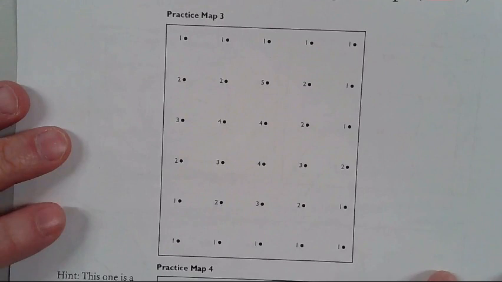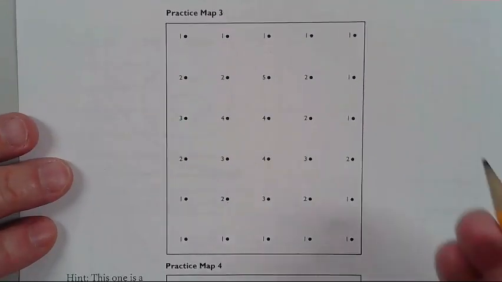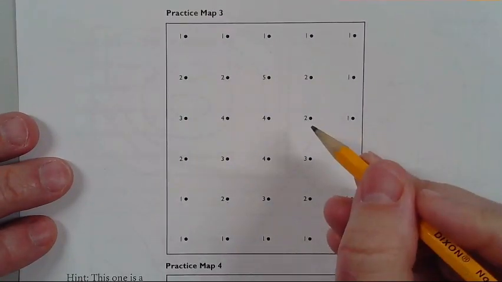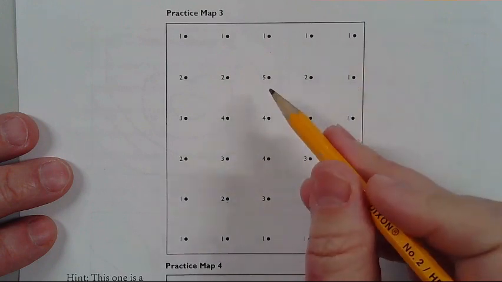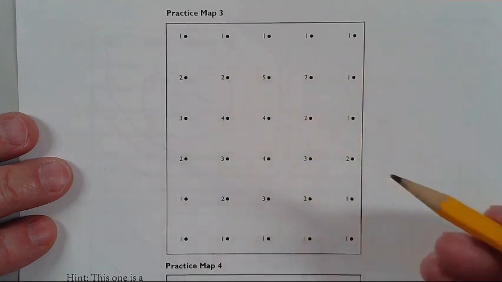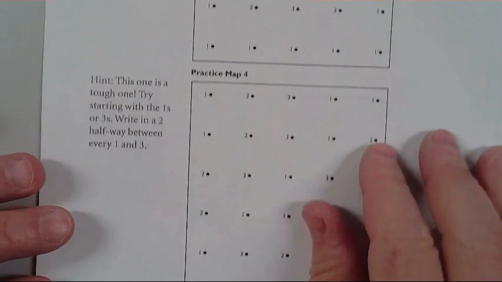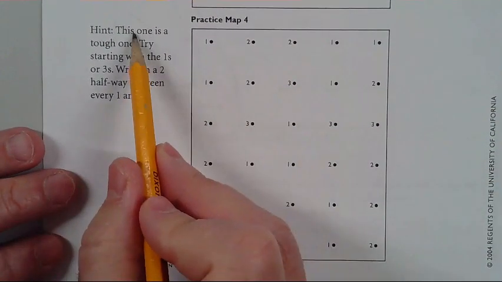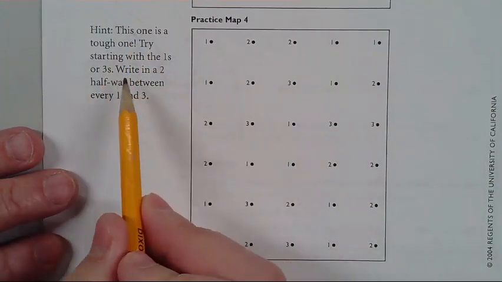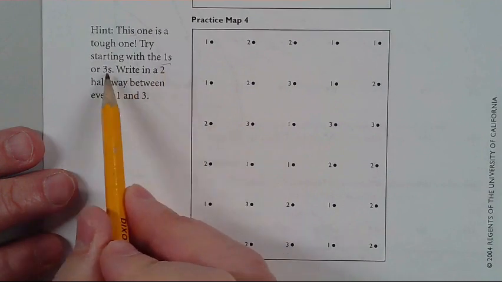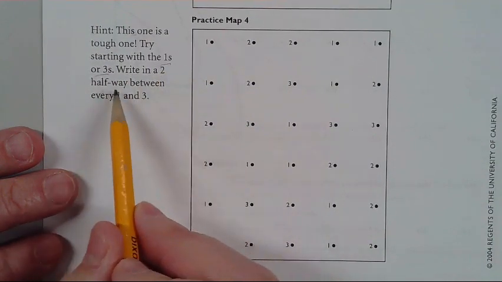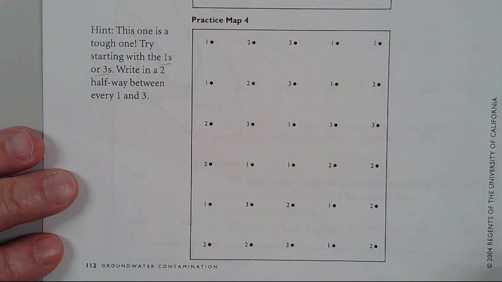Finally, the last two maps are on the back. One's a little more difficult than the others, but do the same process. I would suggest starting possibly with the highest value and working your way outward, or starting with the lowest value and working your way inward. And this one, it says this one is a tough one. Try starting with the 1s or 3s, right, with a 2 halfway between every 1 and 3. That will help you kind of stay in the pattern that you need.